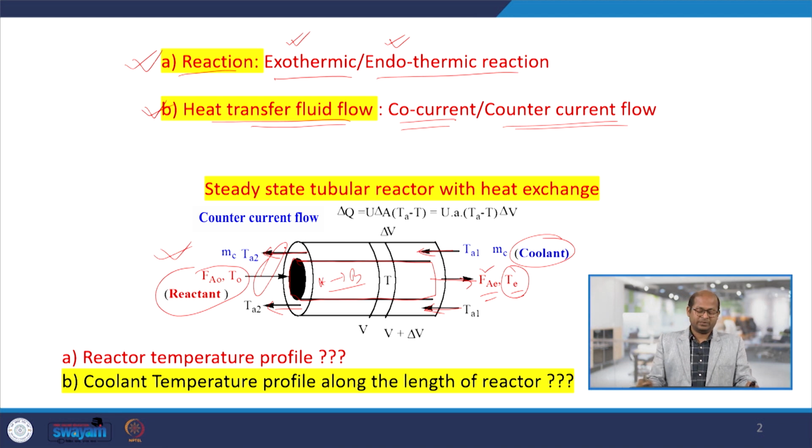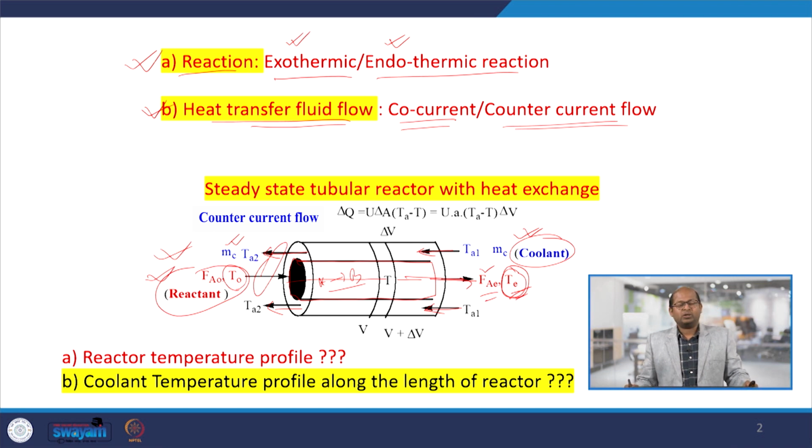In this direction, the heat transfer fluid entering temperature would be lower, and the exit temperature of the heat transfer medium would be higher. Here the reactant is fed at temperature T0, and once the reaction starts, if it is exothermic, the reacting mixture temperature will gradually increase, and it will leave the reactor at a different temperature.